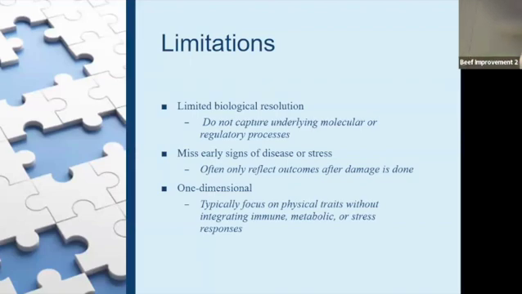And oftentimes they do miss early signs of disease or stress. If we just look at our traditional phenotypes, say if an animal is sick in regards to if they come off a feed, they stop eating, their gain is different, I feel like with our traditional phenotypes, we miss some of those early signs. And oftentimes they are one-dimensional. Again, we're typically focusing on physical traits without integrating things like the immune system or metabolomics or stress responses.